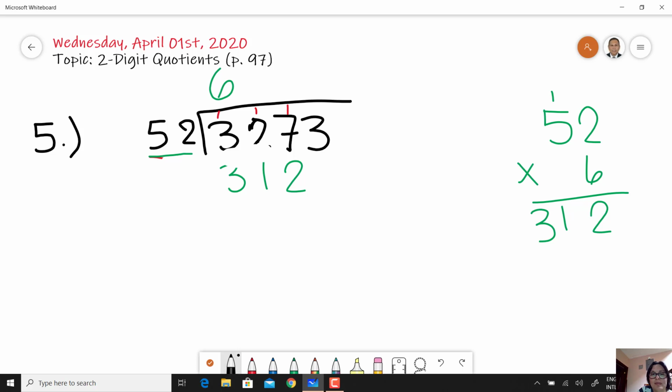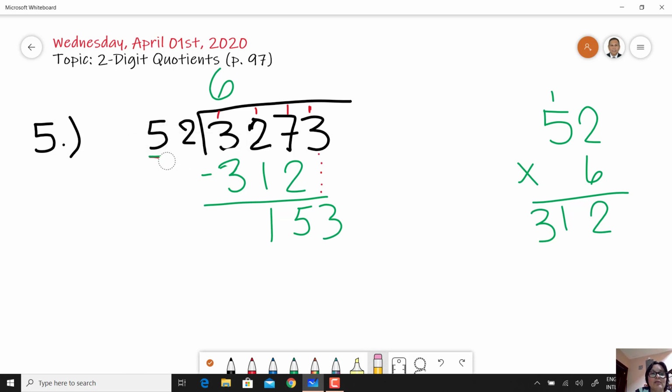So let's subtract 7 minus 2, 5, excellent. 2 minus 1, 1. If you see 15 is less than 52, now you have, can you continue dividing? Can you continue dividing? Yes, right, because you can bring number 3 down. So we are going to have 153 divided by 52.